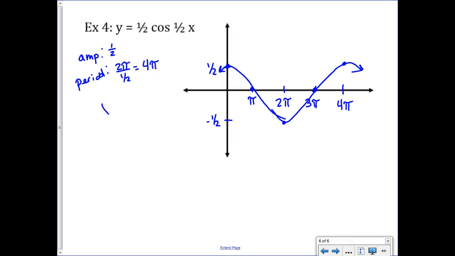So you can draw your XY chart. At 0, we're at 1/2. At pi, we're at 0. At 2 pi, we're at -1/2. At 3 pi, back to 0. And finally 4 pi takes us back up to 1/2.